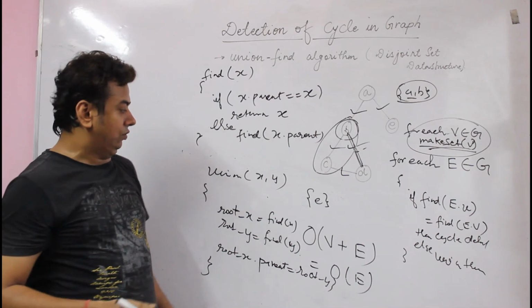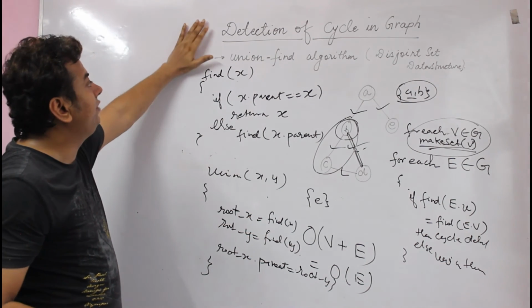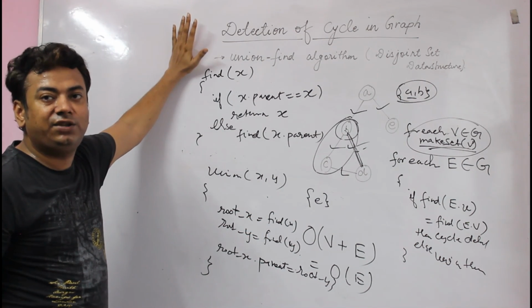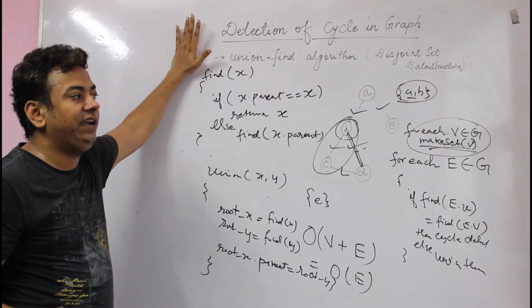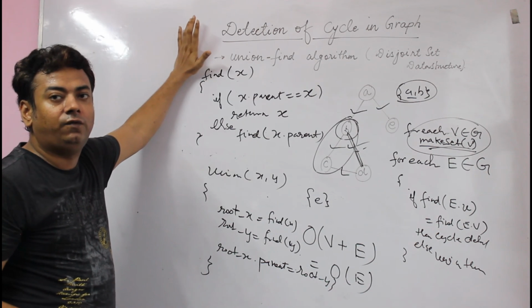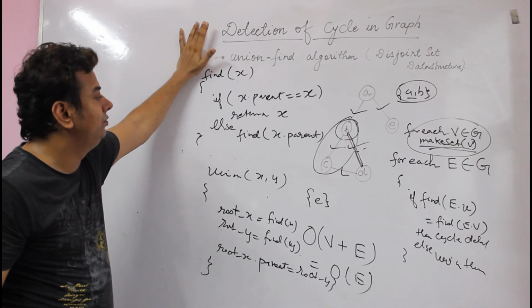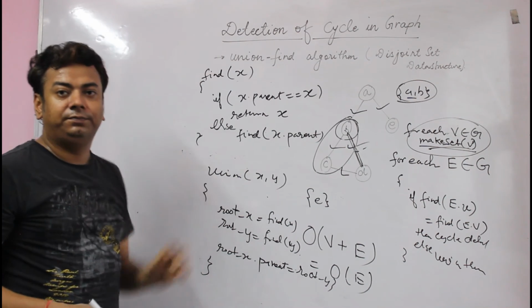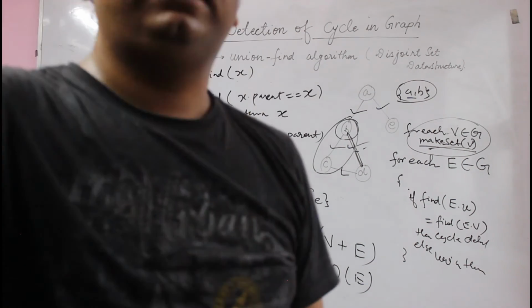Okay. So the utility of this detection algorithm is in Kruskal's algorithm for the minimum spanning tree. Okay, thank you.